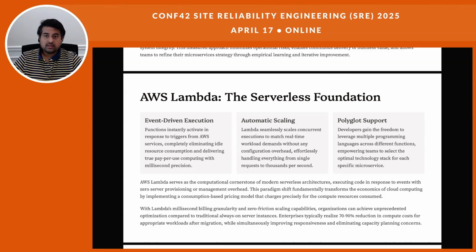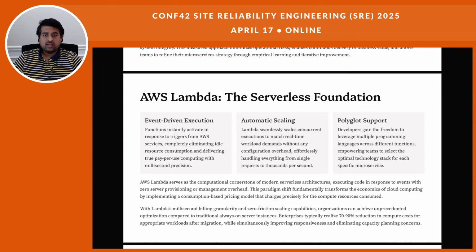With Lambda's millisecond billing granularity and zero-friction scaling capabilities, organizations can achieve unprecedented optimization compared to traditional always-on server instances. Enterprises typically realize a 70 to 90% reduction in compute costs for appropriate workloads after migration, while simultaneously improving responsiveness and eliminating capacity planning concerns.